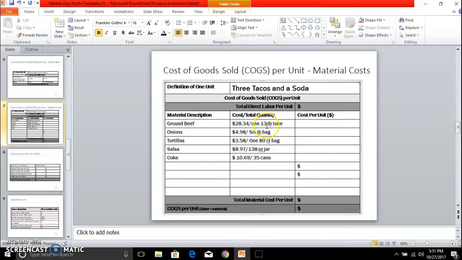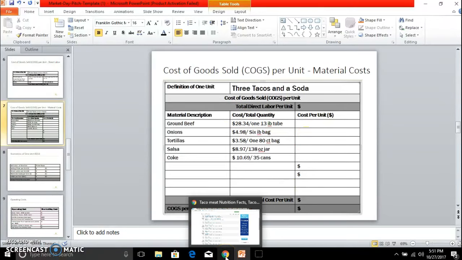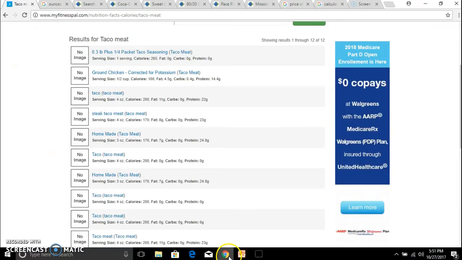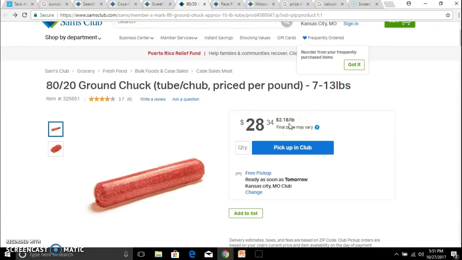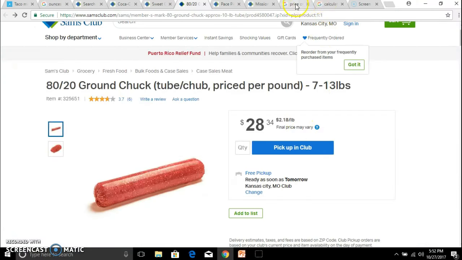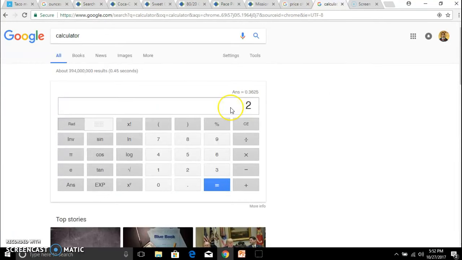Now, we have $28.34 for one 13-pound tube. First off, we have to figure out how much the ground beef costs per pound. If we look it up online, they give it to us as $2.18 per pound. So we know it's $2.18 per 16 ounces. $2.18 divided by 16 is about 13.625 cents, which you could round up to 14 cents, but we're going to keep it here just to have the most accurate count.